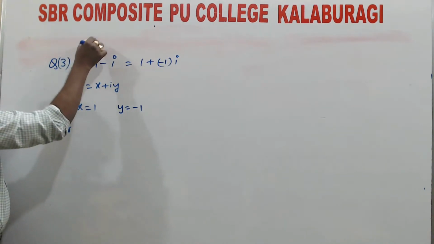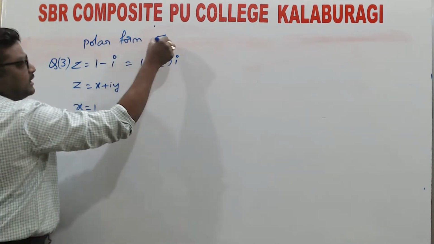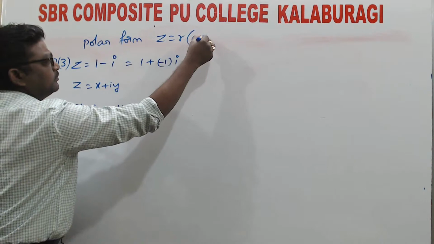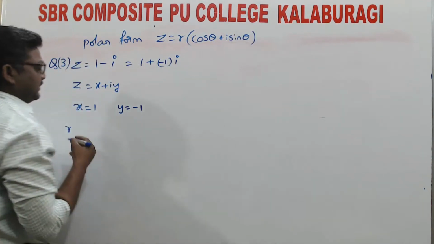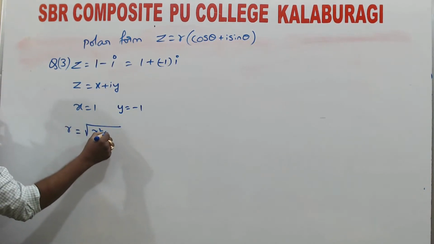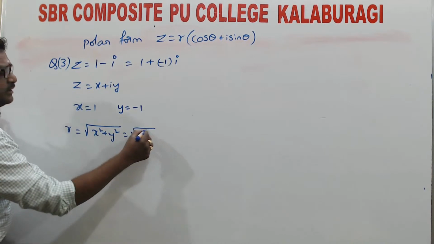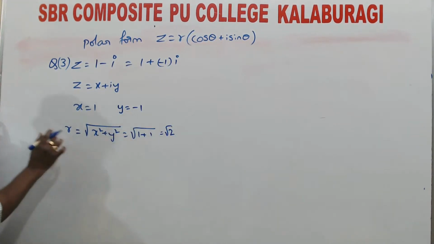We have to convert this into polar form. The formula is z equals r into (cos theta plus i sin theta). Therefore, r equals root over x square plus y square. We get 1 plus minus 1 whole square, that is 1. We are getting root 2 as r.